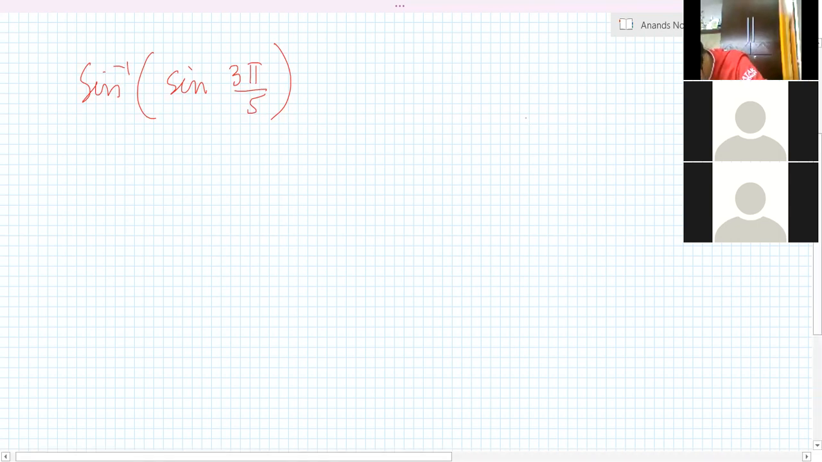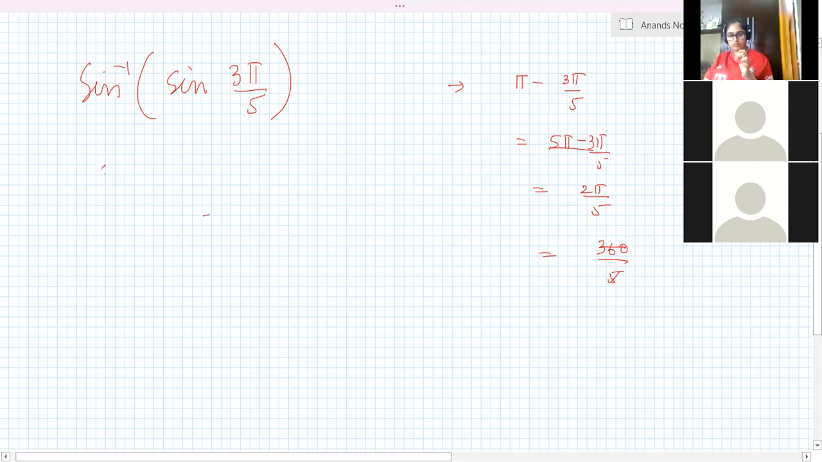Then we do a quick check. Can I write this as 180 minus theta? 5 pi minus 3 pi by 5 is 2 pi by 5. 2 pi by 5 means how much? 0.4 pi. Which is okay, right? Yes, sir. So this is fine.